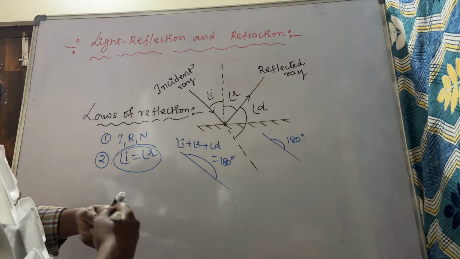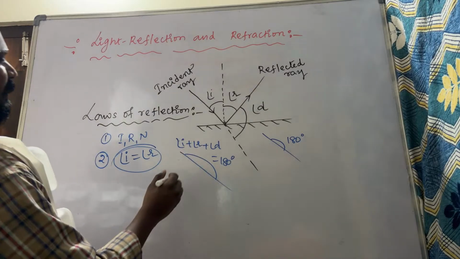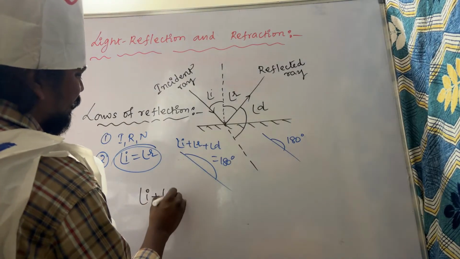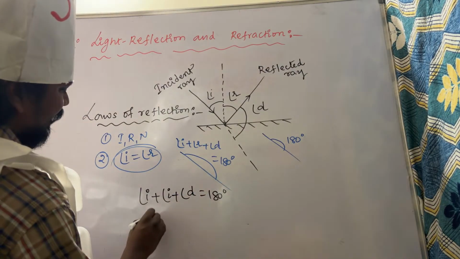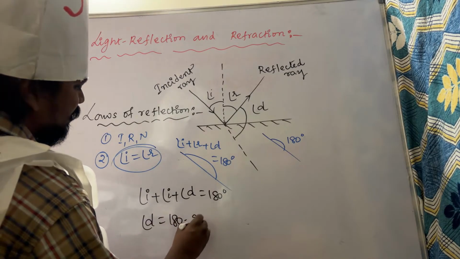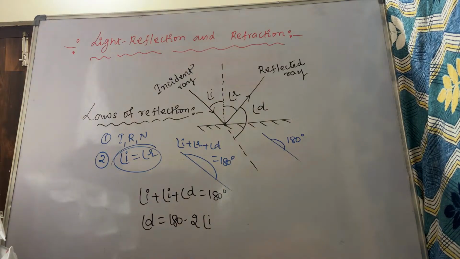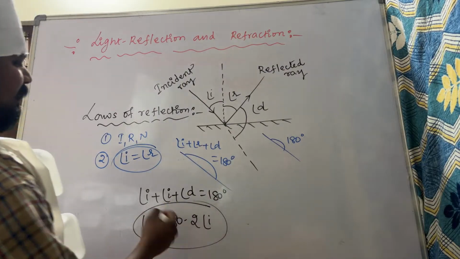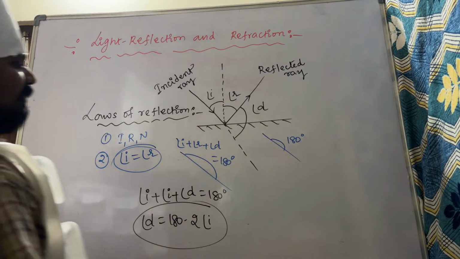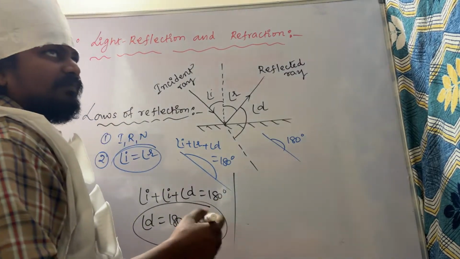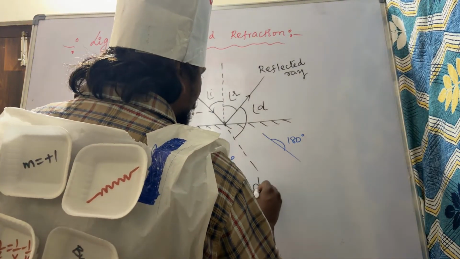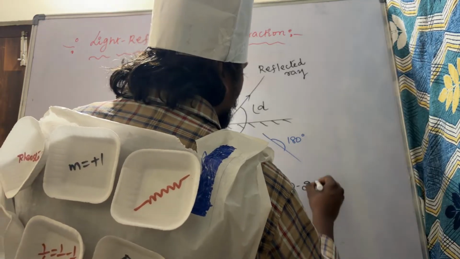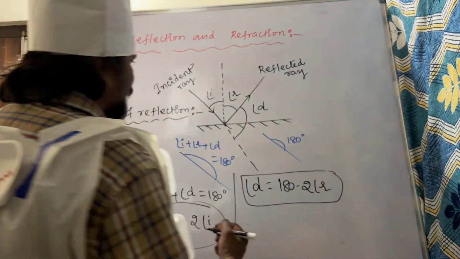From the laws of reflection, we can take angle of incidence plus angle of reflection, so the angle of deviation equals 180 minus 2 times the angle of incidence. I hope it is very clear. One more point you can check: the angle of deviation equals 180 minus 2 times the angle of reflection.